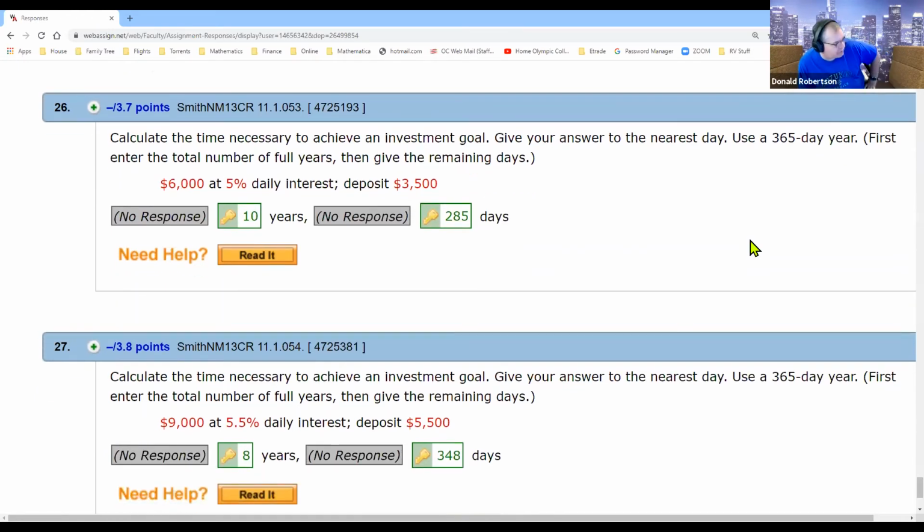Calculate the time necessary to achieve a particular investment goal. Give your answer to the nearest day, and use a 360-day year. Thank goodness they told us that. First enter the total number of full years, then give the remaining years. Okay, so the key question is just the numbers, right? What we have is $6,000, got that, and the interest rate is 5%, compounded daily.